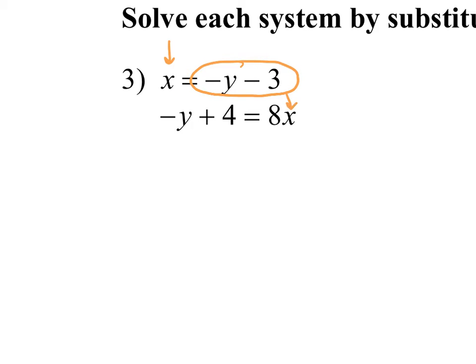So here we have x is equal to negative y minus 3. We're going to plug this in for x. So we have negative y plus 4 is equal to 8 times negative y minus 3. So we just take that whole thing that we have for x and substitute it in for x. So now we just solve for y.